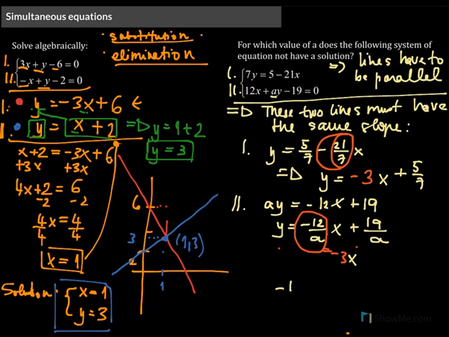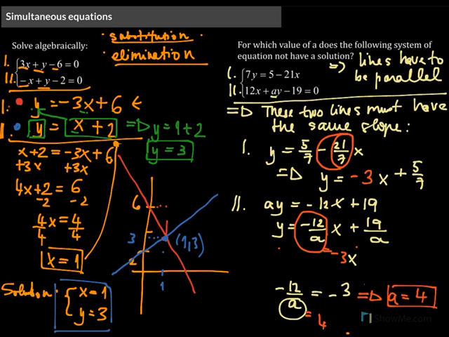So negative 12 over a is supposed to be equal to negative 3. Now maybe even without some algebra, what do I need to divide negative 12 by so that I get negative 3? Yeah, this must be 4, because negative 12 over 4 is equal to negative 3. So from here I can conclude that a is equal to 4.